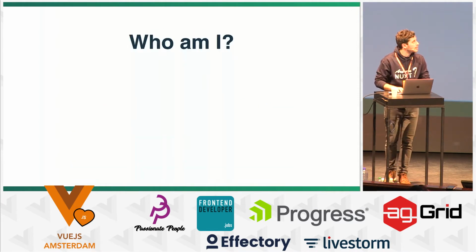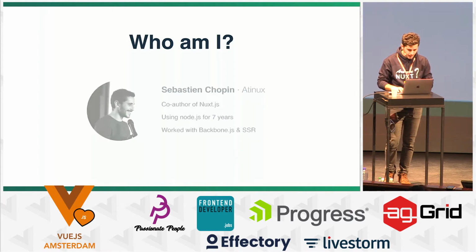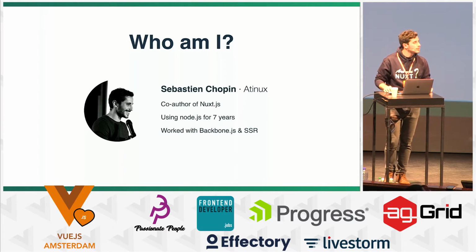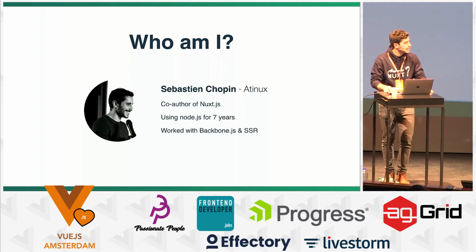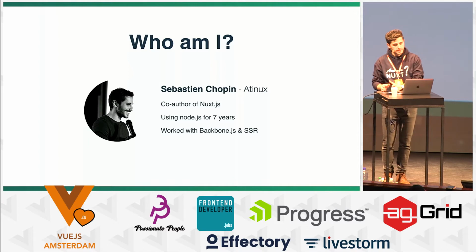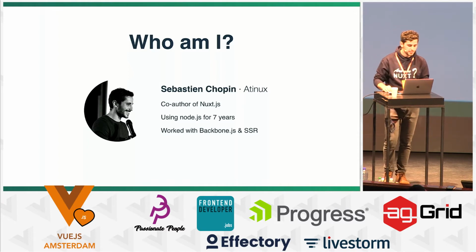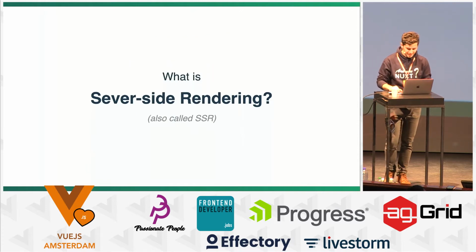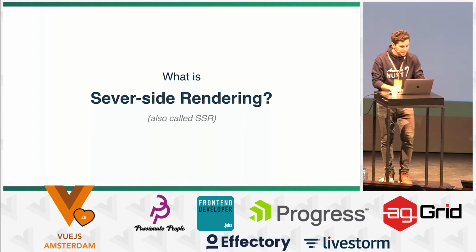So first, who am I? I am Sebastien Chopin. I'm the co-author of nuxt.js. I've been using Node.js for 7 years now. It was in version 0.8. I've already done server-side rendering, but it was with Backbone.js. Since it didn't have virtual DOM, I was using Phantom.js and trying to hack a way to do server-side rendering. So when I knew that Vue has virtual DOM and server-side rendering, I was like, yeah!